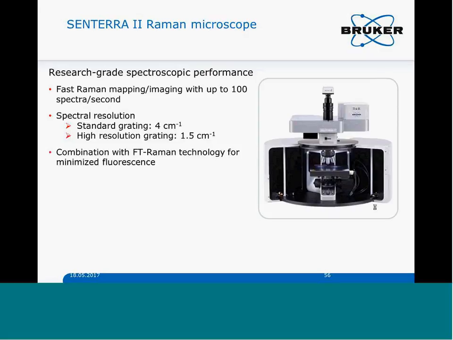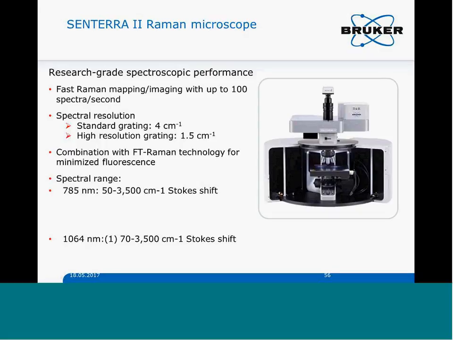It also comes with high resolution options of 1.5 wave numbers. It can also be combined with FT-Raman and multi-RAM systems, so it gives you more chances to get a Raman spectrum, because, as we mentioned, Raman is very sensitive to fluorescence. This is why you can use several lasers on a Raman system. If your sample fluoresces at one excitation wavelength, it might not fluoresce at another one.